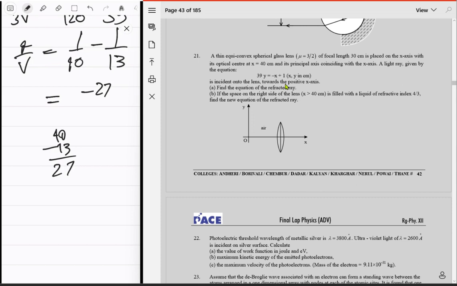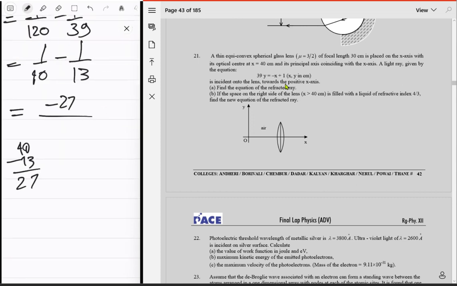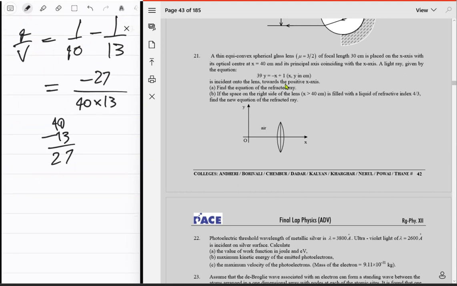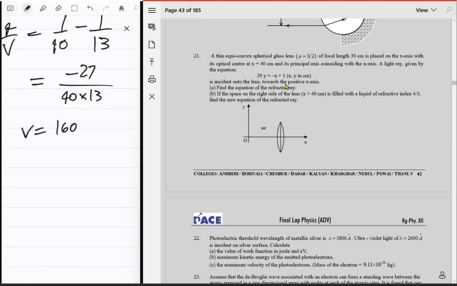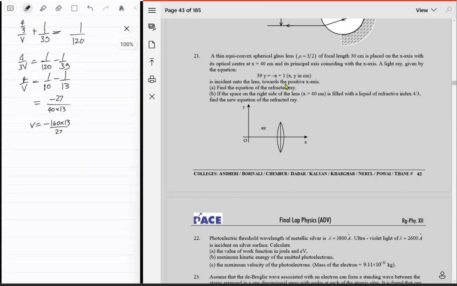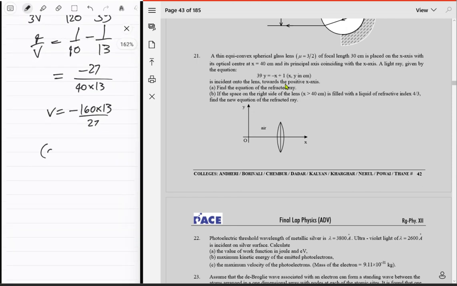Okay, so negative 27 upon. Are you serious? Why are we doing this? I don't know. 40 times 30, 13. Okay. So our v, that value is just, it's not looking good. 160 times 13 upon negative. Okay, everything will come out negative. Okay, so the second point will be this thing. Here 0 will come, just negative 160 times 13 upon 27.